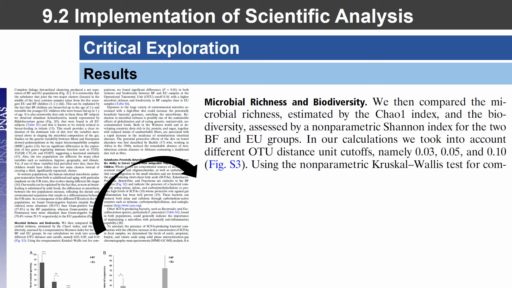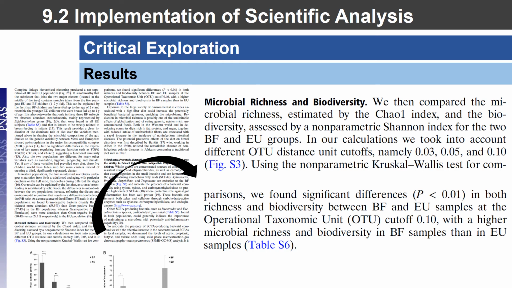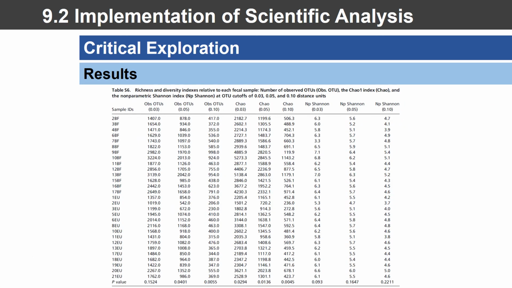So as we then compared the richness as estimated by the Chao1 index and the biodiversity assessed by a non-parametric Shannon index for the two BF and EU groups. In our calculations, we took into account different OTU distances. Fantastic. And then it says, using the non-parametric Kruskal-Wallis test for comparisons, we found significant differences, in both richness and biodiversity between these two groups. The question is, is that actually what the data does show you?